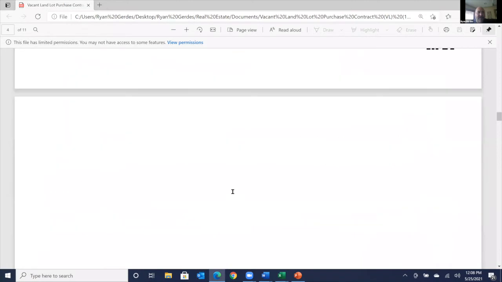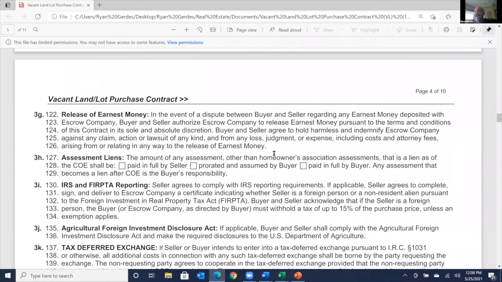Moving forward, release of earnest money. In the most ideal situation, the earnest money will be released upon the close of escrow back over to the buyer. If there was a breach of contract and the contract cancels, then this contract allows the title company to release earnest money pursuant to the contract.